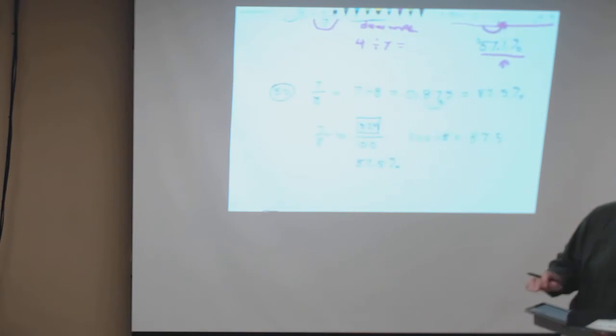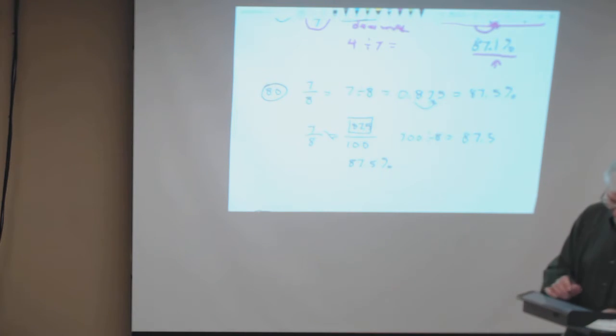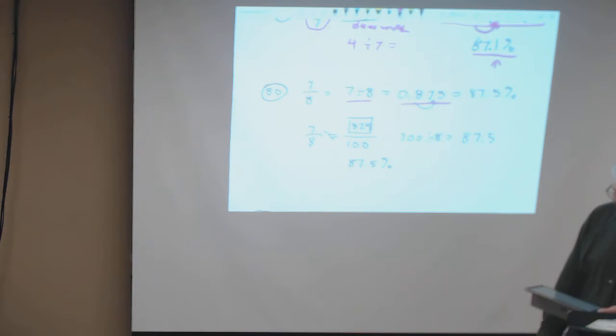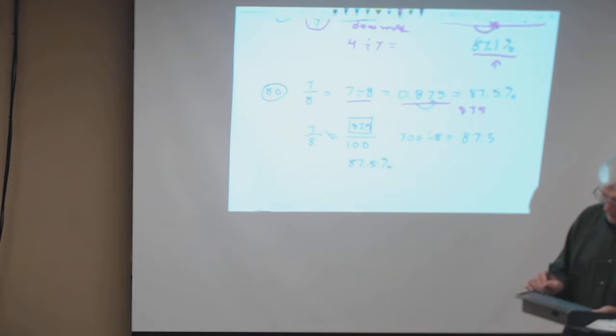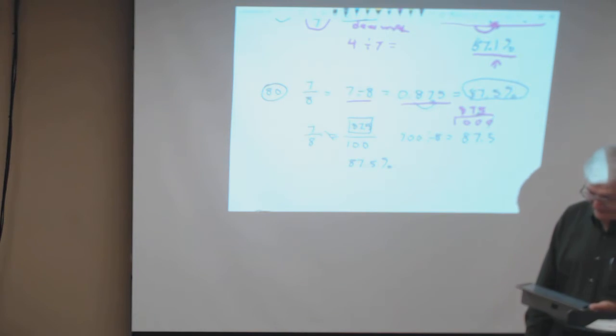Number 80. Now 80 doesn't say where to stop, so let's just work it out. 7 divided by 8 is 0.875. Now isn't that the same as 875 over 1,000? So what would that be if I dropped this 0 and made it over 100? It would put a decimal point right there. Everybody follow that? So that's why we get 87.5%.